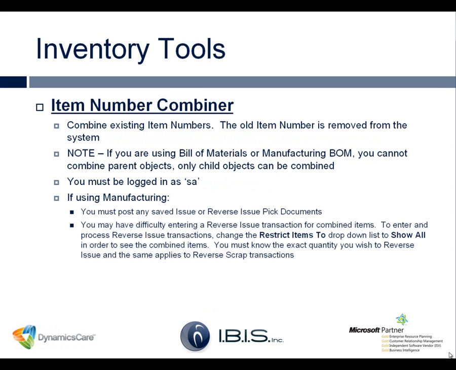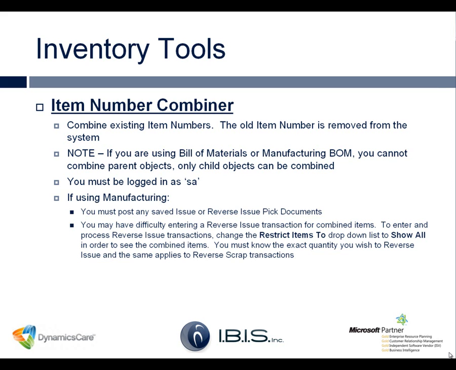Okay, in the item number combiner, old item numbers are removed from the system. If you're using bill of materials or manufacturing bill of materials, you can't combine parent objects. Only the child objects that make up those bill of materials can be combined. You have to be logged in as sa. A couple of other notes about users of manufacturing. You have to post any saved issue or reverse issue pick documents. And then there's also a note about a potential difficulty with entering a reverse issue transaction for combined items. I put that on here.